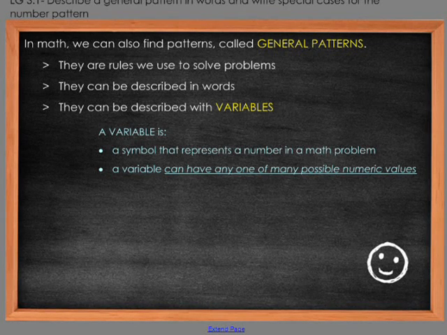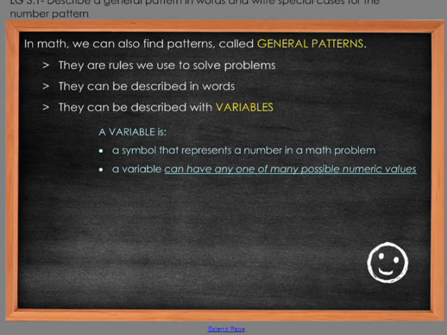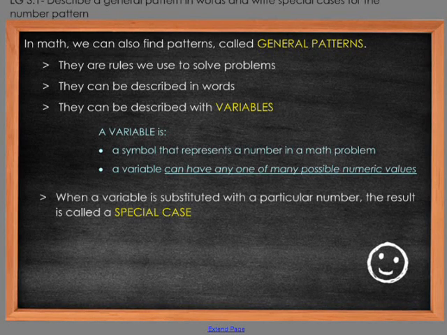Now by symbol, it can be a letter, it can be a shape, it can be a box, so it can be any variety of things. A variable can also have any one of many possible numeric values. So those are just a couple things to remember about variables. And when a variable is substituted with a particular number, the result is called a special case.